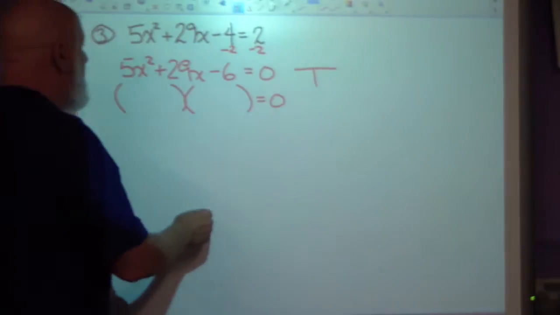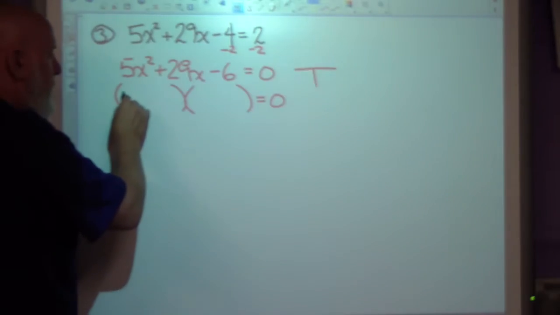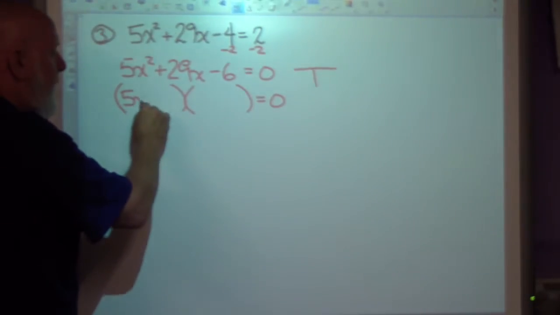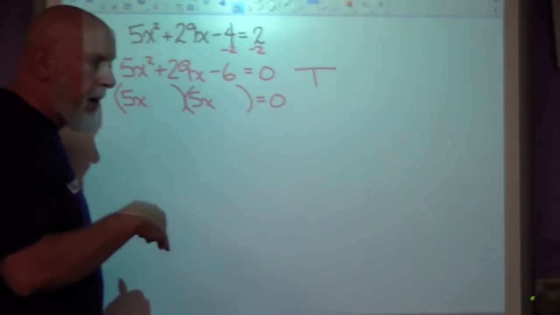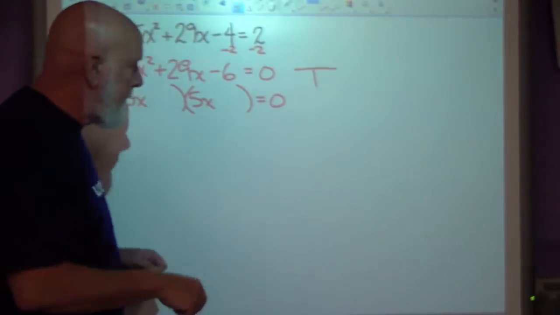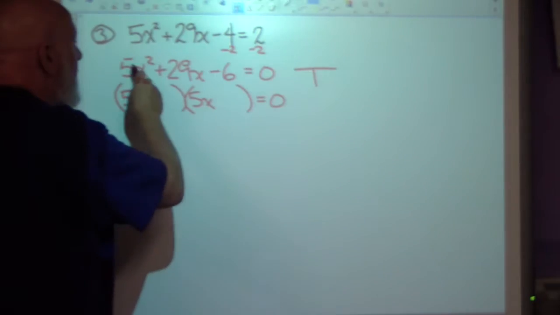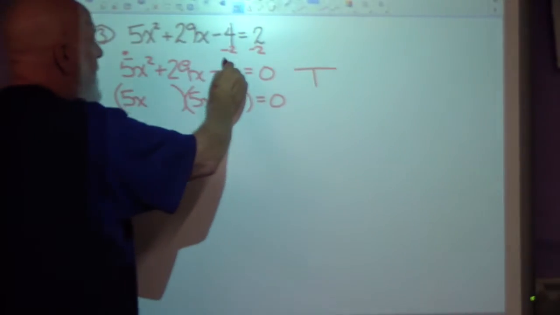There's my little t. I'm going to introduce an extra factor of 5, and then I'll divide that right back out here in just a second. So I'm multiplying by 5 and then dividing by 5. So essentially I'm not changing the value of anything. I'm just using a trick that will enable me to factor this thing.